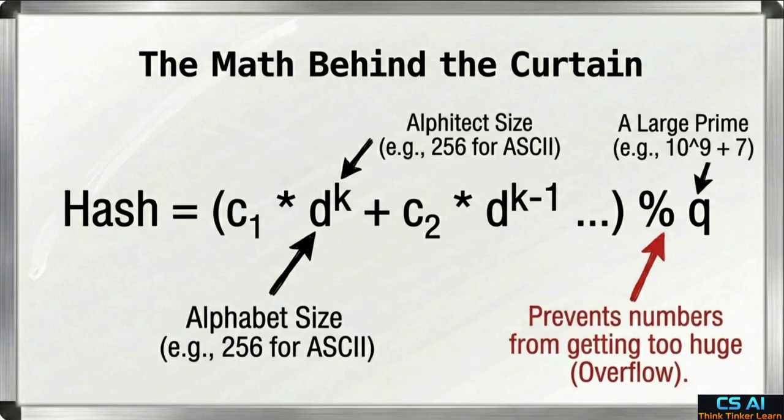We use a large prime number like 10 to the power 9 plus 7 to take the modulo, because these numbers would otherwise become trillions of times larger than what a computer can store, causing an overflow. The modulo keeps our fingerprints within a manageable range. This math ensures that even a tiny change, like the change of an A to a B, completely changes the resulting hash number. It's a delicate balance of keeping the numbers unique enough to be useful, but small enough to be fast.